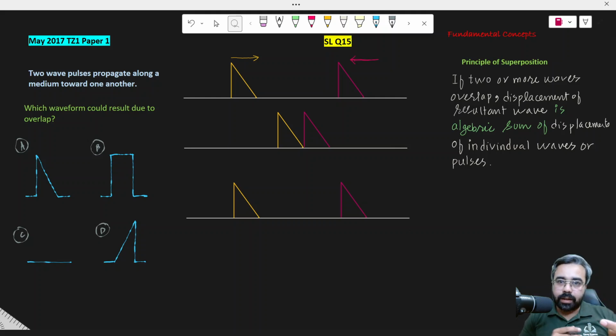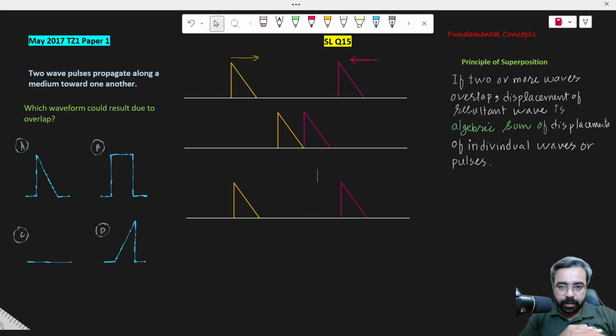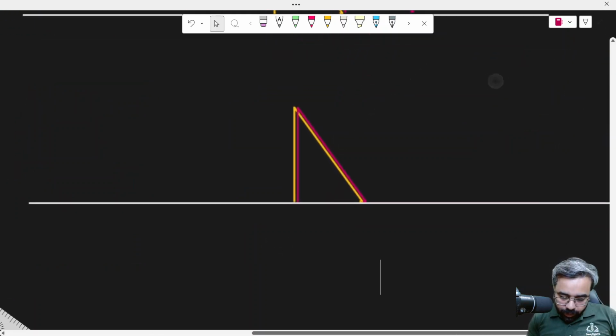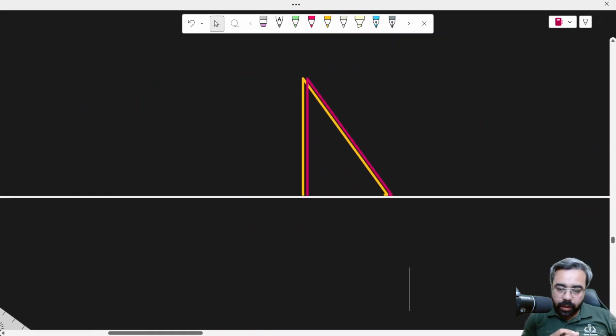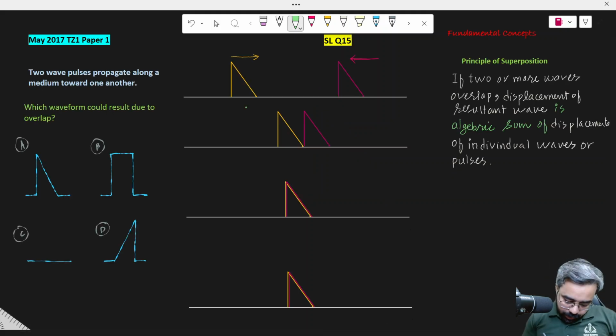In the next diagram, I'm going to show you their maximum overlap, their maximum superposition, and that can happen only when these two pulses lie over each other perfectly. They will sync with each other. So see here, I have tried to show you like this. Now they will produce the same shape of pulse, but the difference will be that the amplitude of that pulse will be twice the amplitude of the single pulse. So, dear students, it means that the resultant pulse must be something like this.